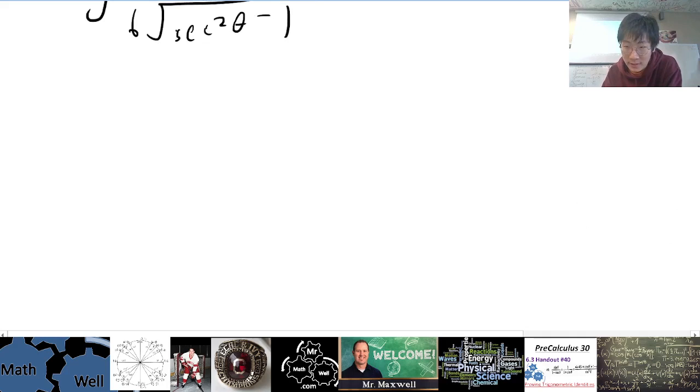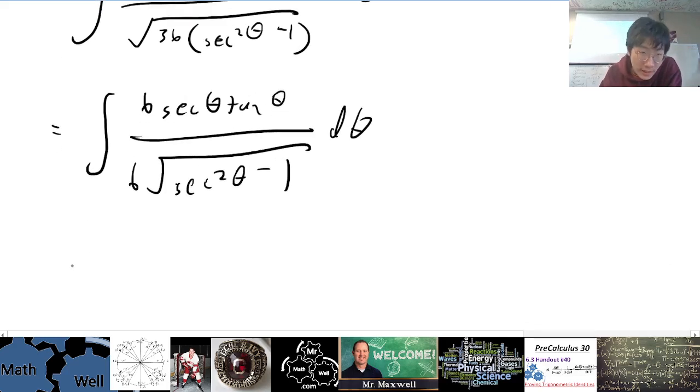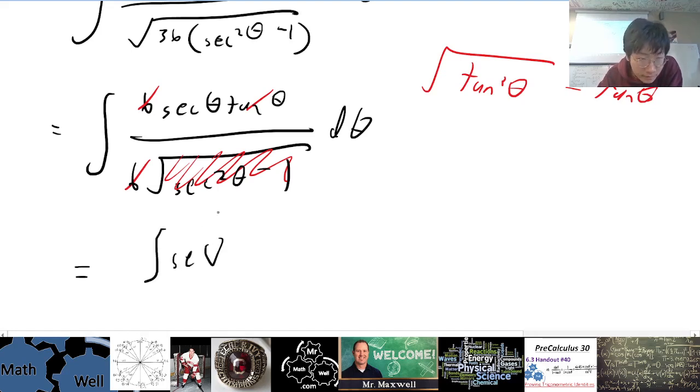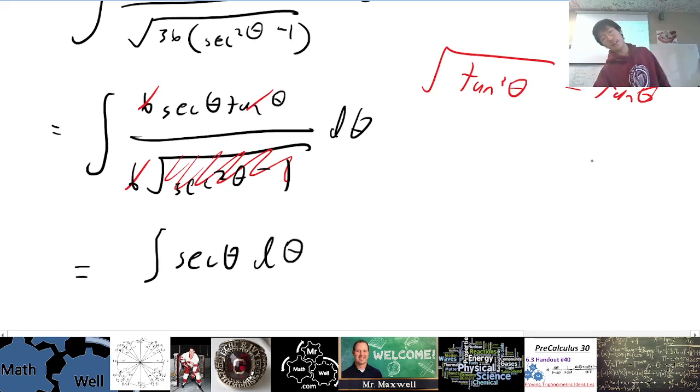So let's simplify this integral one more time. The 6s cancel out. We have a tan theta here that's going to cancel out with this entire thing, because as we said earlier, tan theta. All right, and so now we're just going to have the integral of secant theta d theta.